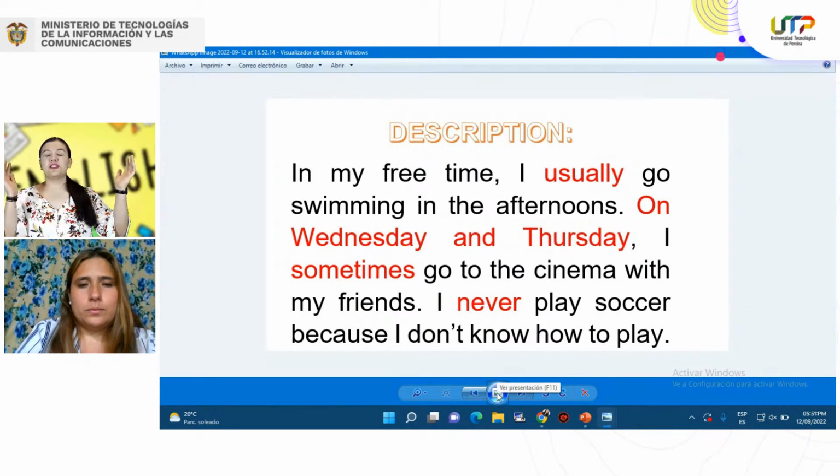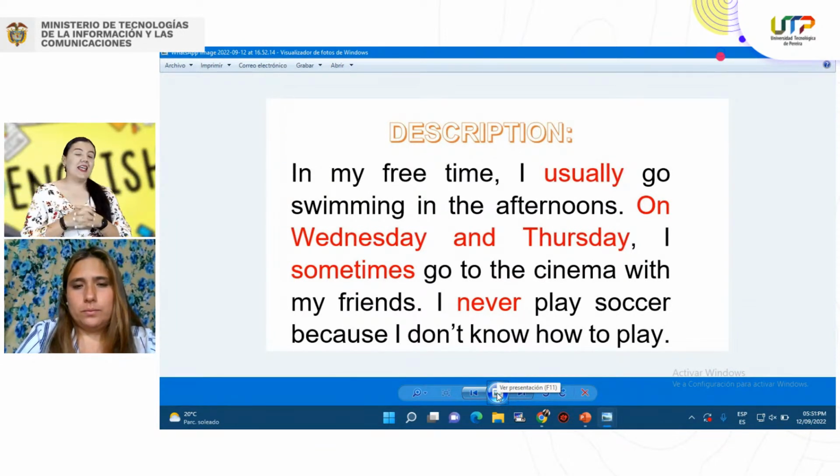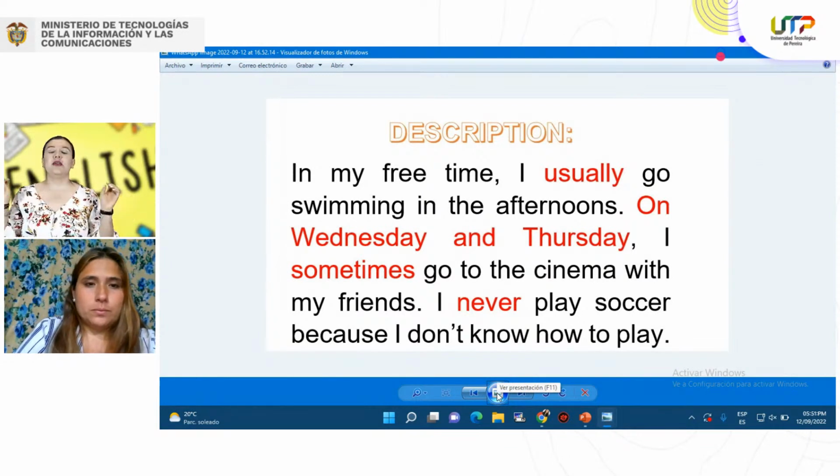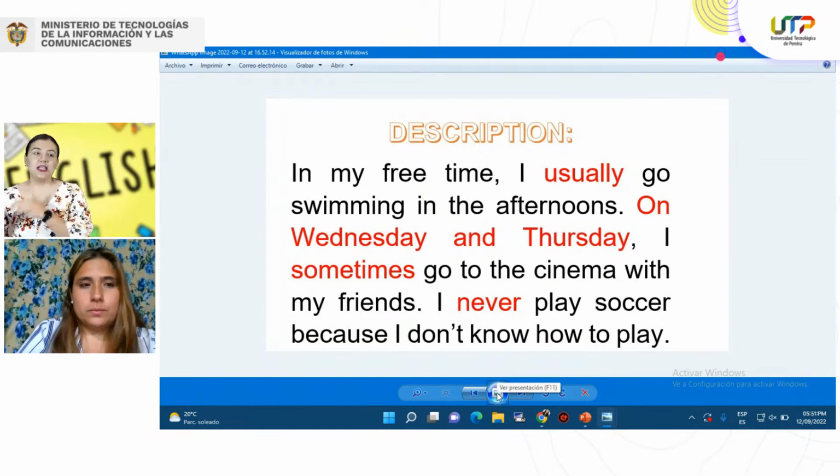So the beginning of this description is in my free time, ¿sí? Esa es la forma en la que yo les sugiero a ustedes iniciar la descripción. In my free time, coma, ¿ya? Y después iniciamos entonces con la descripción específica de estas actividades. So, in my free time, this is my example, okay? This is my personal example.